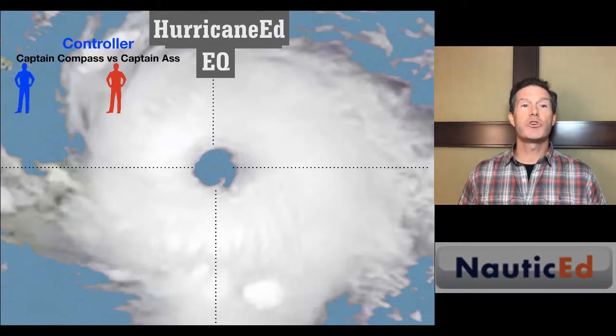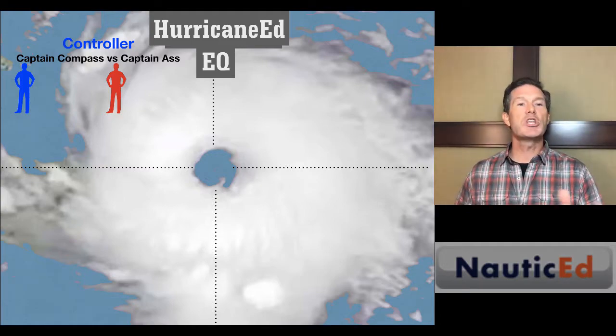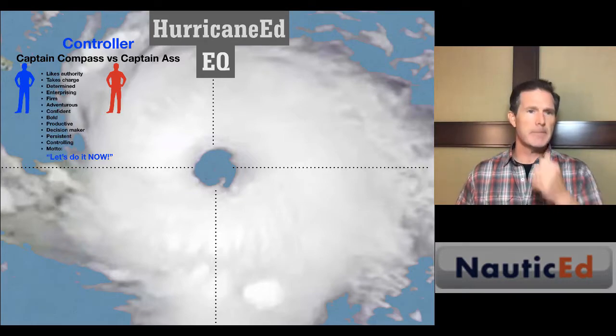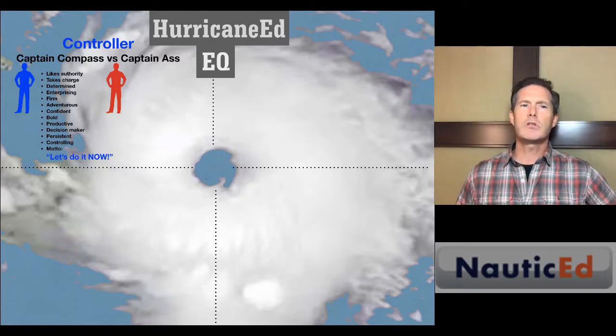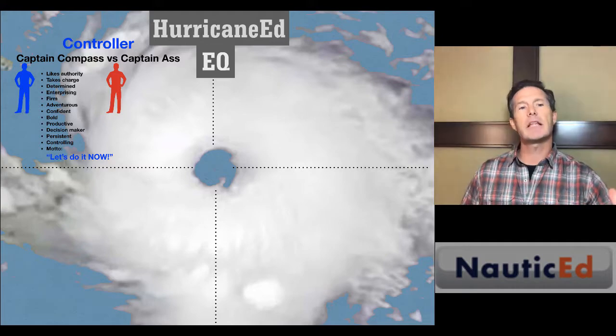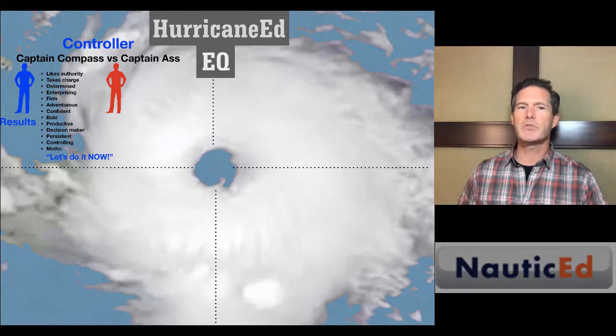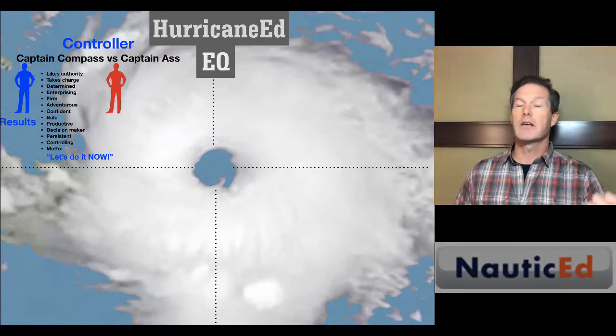So in each quadrant, you're going to have both Captain Compass and Captain Ass, the 2 ways of being that we talked about that a controller could encompass when they're in love mode, Captain Compass, or in fear mode, Captain Ass. So each one of these is going to be for each personality type, and we're going to list the different qualities that can kind of jog your memory. What does a controller look like? Well, they like authority, they take charge, they're determined, enterprising, firm, adventurous, etc. And remember, at the bottom of that list, that's their sort of motto. This is how they like to live their life. Let's do it now. What are they? Results-based oriented. So you can see that's going to be there for you to jog your memory on who and what a controller looks like.